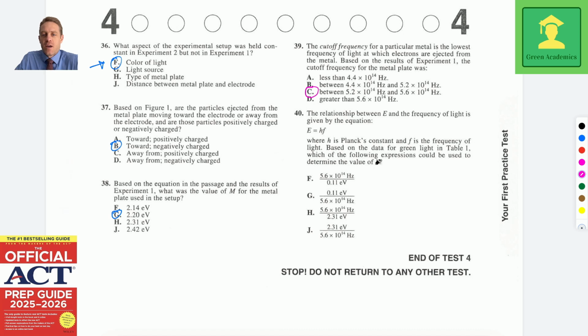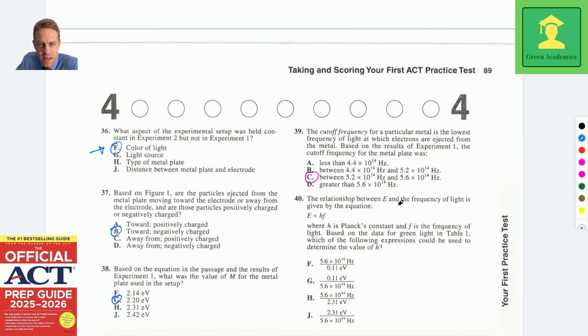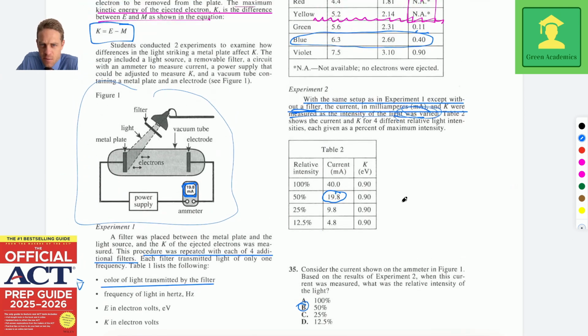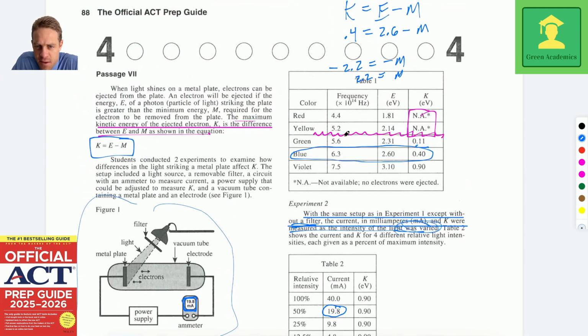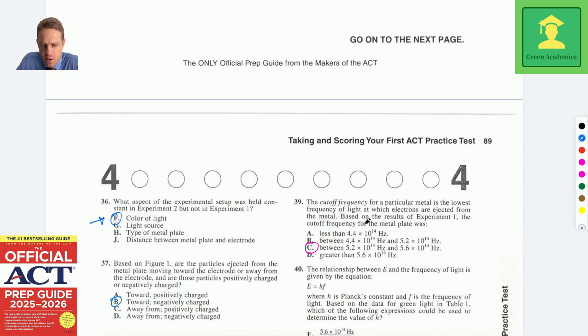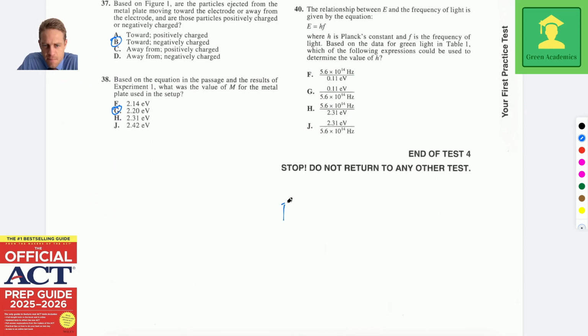Yes. Okay. The relationship between E and the frequency of light is given by E equals HF, where H is Planck's constant and F is the frequency of light. Based on the data for green light in table 1, which following expression could be used to determine the value of H? Green light in table 1 is 5.6 times 10 to the 14. So if I set this up, this is 5.6 times 10 to the 14.